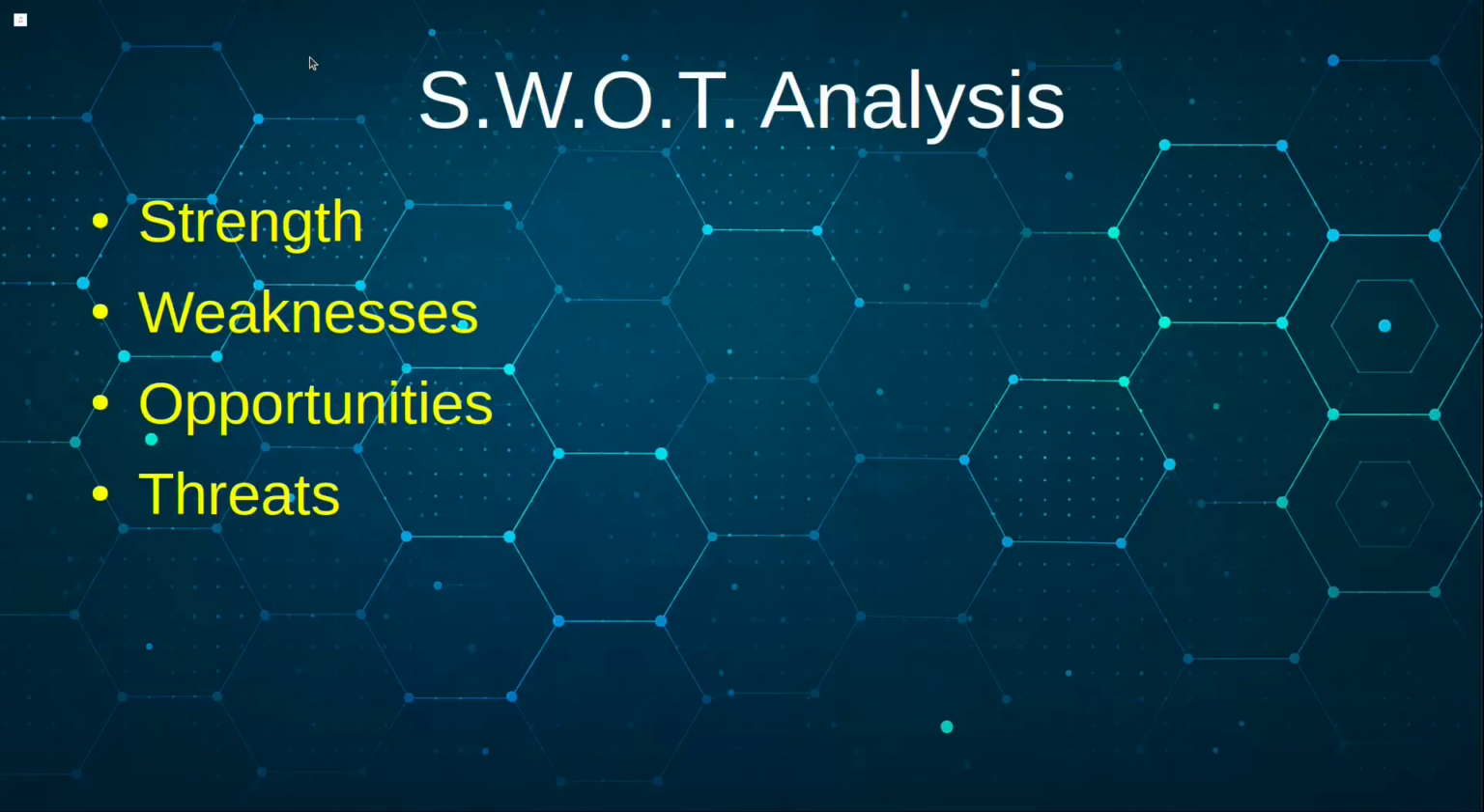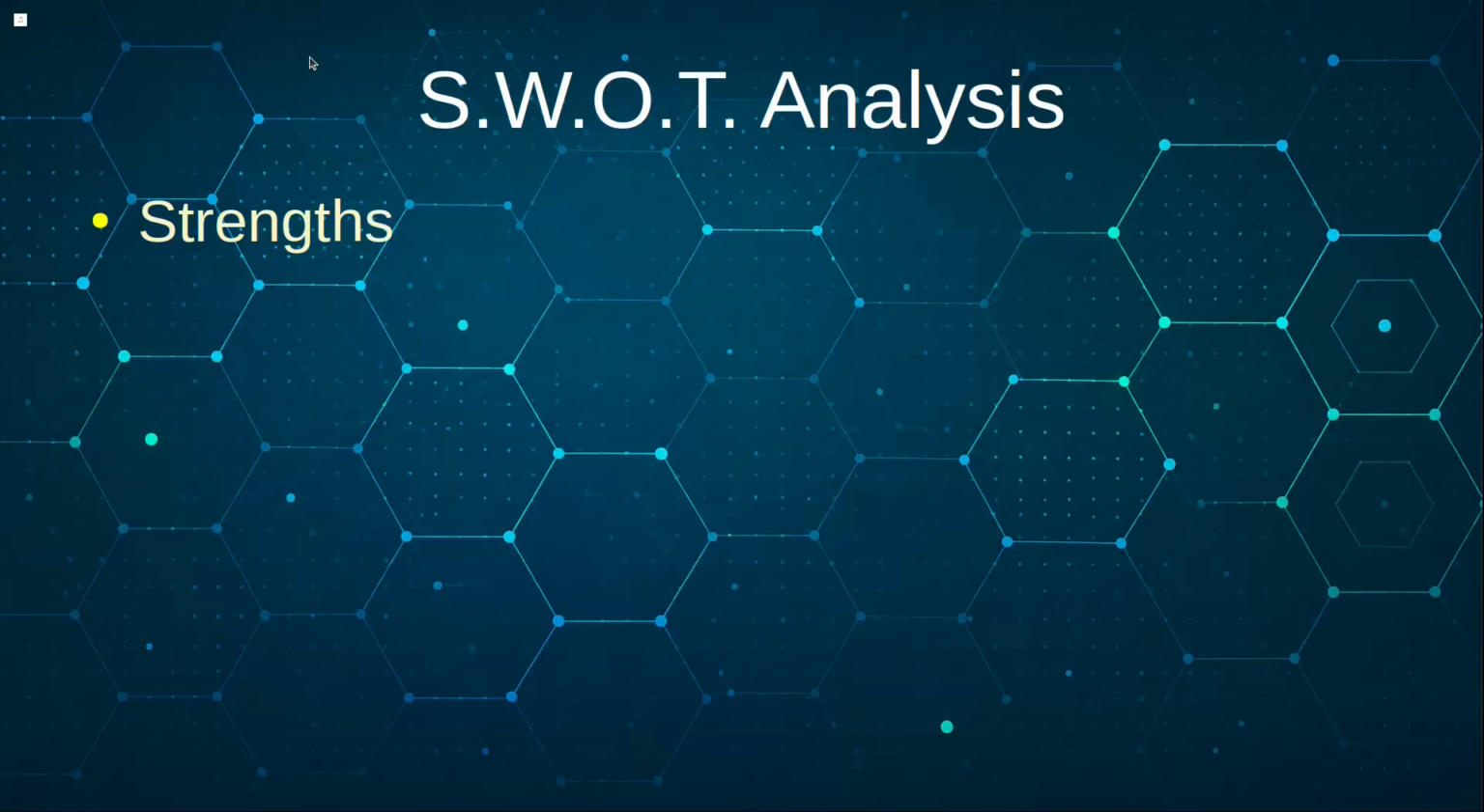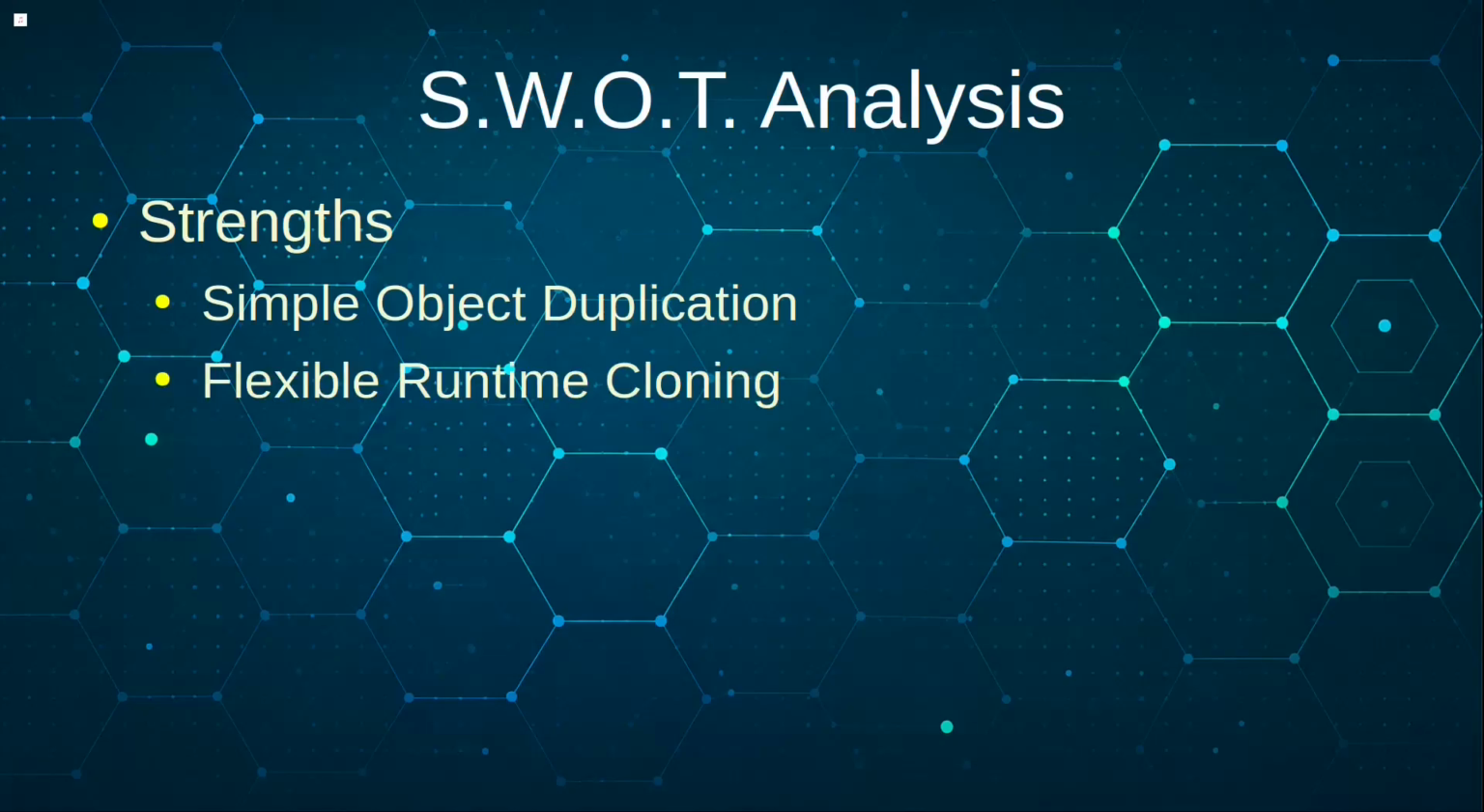SWOT analysis for the design pattern prototype for a Python student. S. Strengths. Simple object duplication. Copies existing objects quickly without repeatedly invoking complex constructors. Flexible runtime cloning creates customized instances dynamically using Python's powerful object copying capabilities. Reduced initialization costs. Reuses prepared objects, minimizing expensive setup operations for new instances.